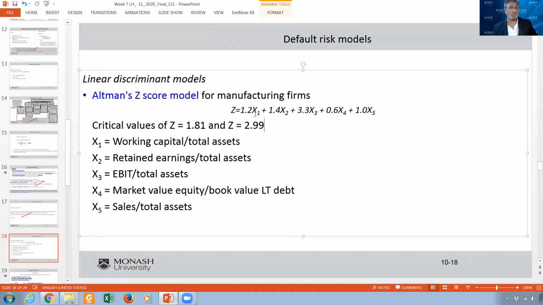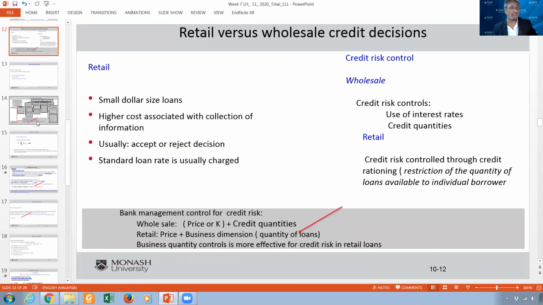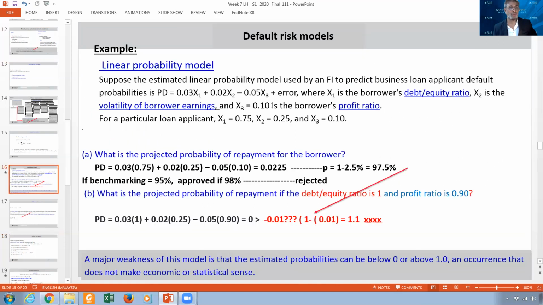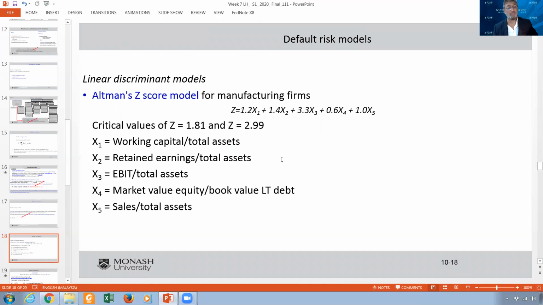So what is the X1 and the X2? Remember here, the X1 and the X2 are different. X1 and X2 here are volatility, the profit, and the debt to equity, and all these balance sheet numbers. And this is a business loan type, and this is a credit scoring for business loan.